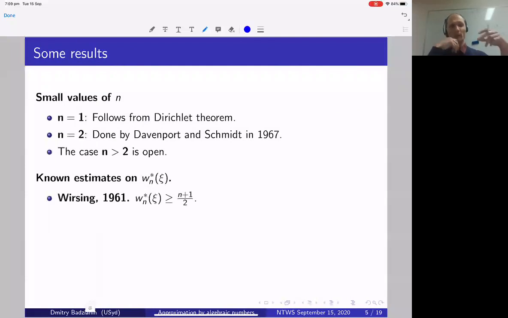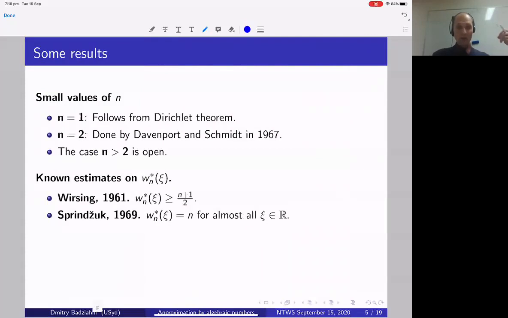Now let's have a look at what bounds, what estimates for w_n star of psi we know for the moment. In his initial paper, Wirsing in 1961 proved that w_n star of psi is at least (n+1)/2. So it is at least something. Well, it's quite far from n, but still it's at least (n+1)/2.